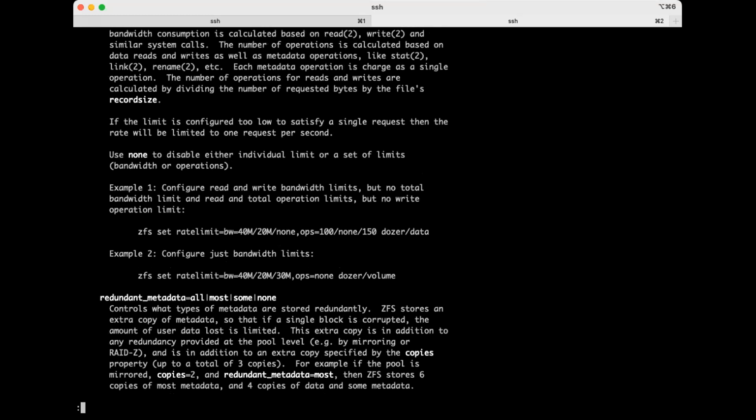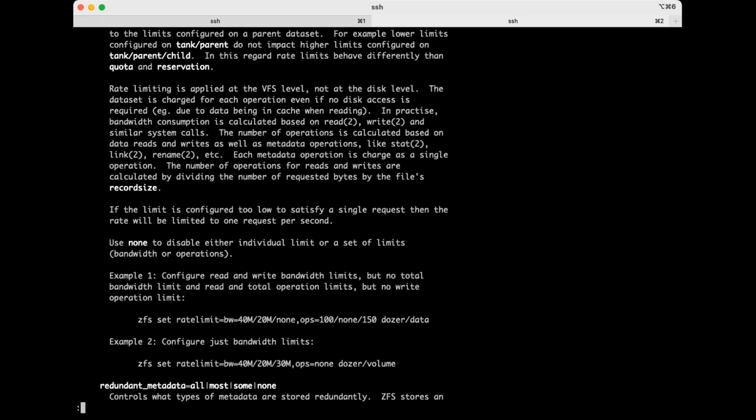There are some examples here. So I can define read and write bandwidth, but no total bandwidth. And I can define read operations limit and total operations limit, but no write operations limit. Or I may not define operations limit at all. So of course you can choose between them, but those limits that are not defined are not inherited from above. It means it's unlimited.